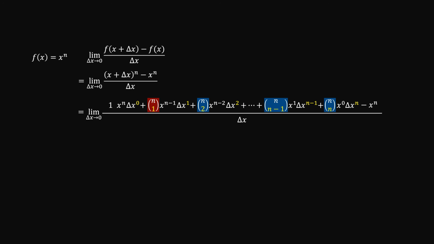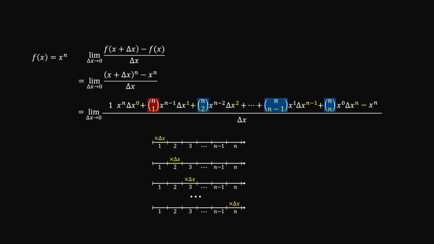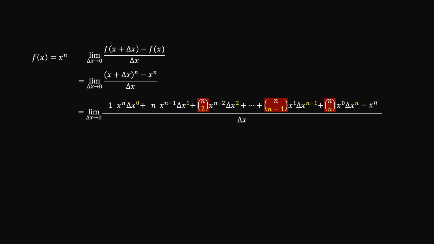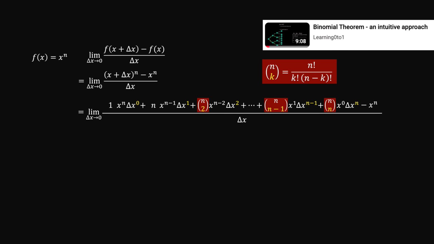What about this term? Choosing 1 out of n for multiplying by delta x. We could pick the first one, the second one, third one, and so on until the last one. So how many in total? N, right? So this is n. What about the rest of them? Here is the formula for these binomial coefficients. You can check out my video Binomial Theorem for more details.